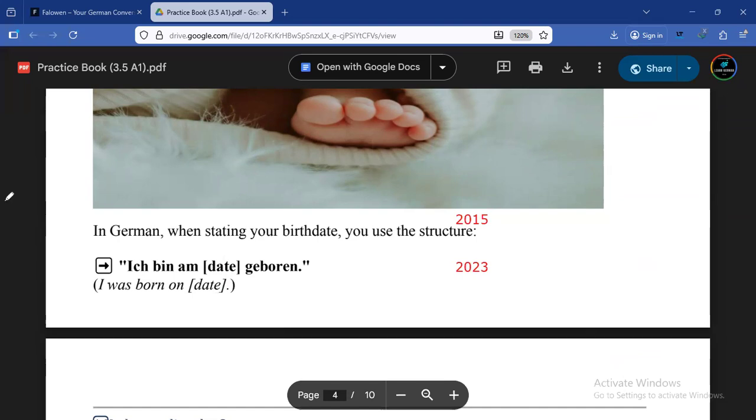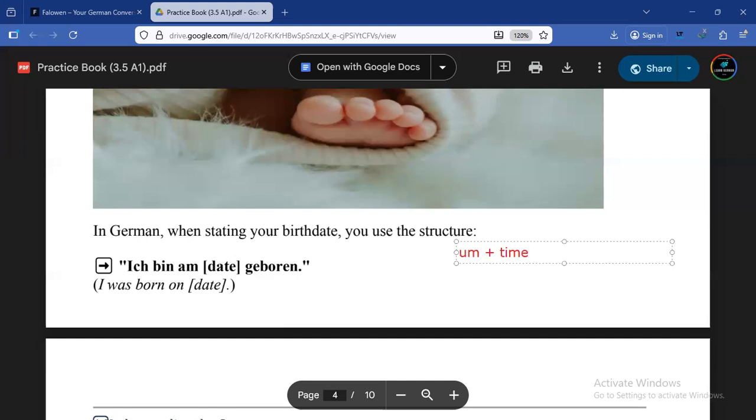So I told you that when you are talking about time, which preposition are you going to use? You want to specify a specific time, maybe at 7 o'clock, at 8 o'clock. Which preposition are you going to use? Okay. So um plus time.